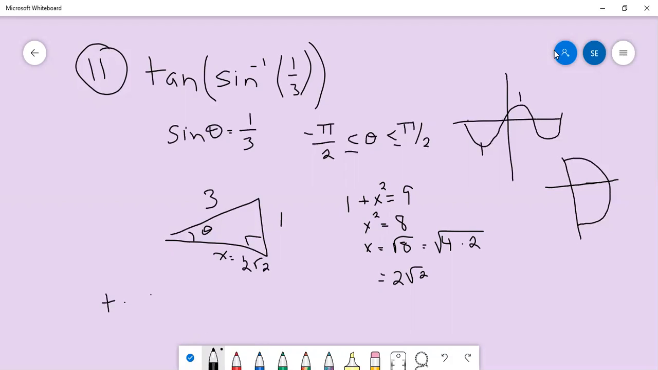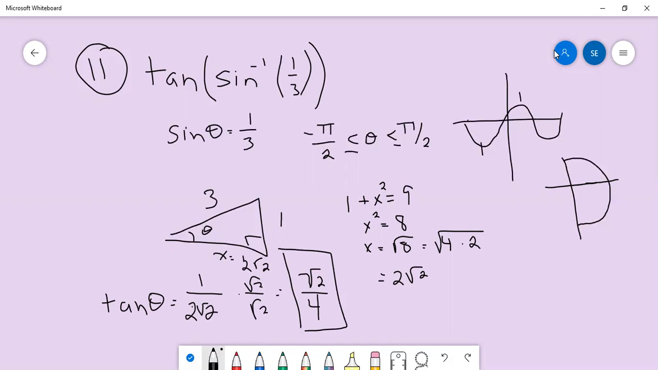So tan of theta is our opposite, 1, over our adjacent, which is 2 square roots of 2. We have to rationalize this, so we're going to multiply by the square root of 2 over the square root of 2. This becomes square root of 2 divided by 4. So that's our tan of theta.